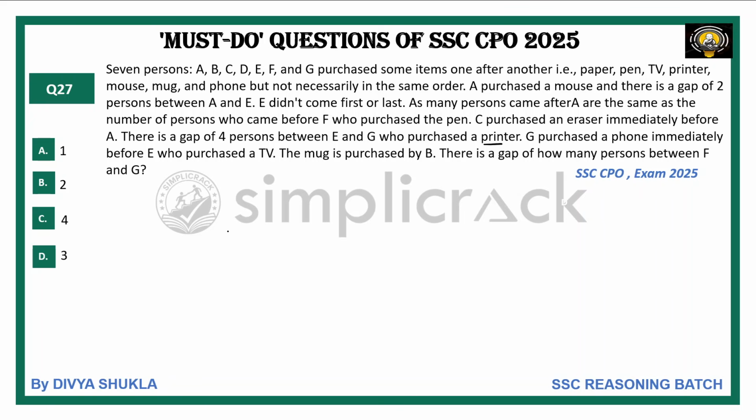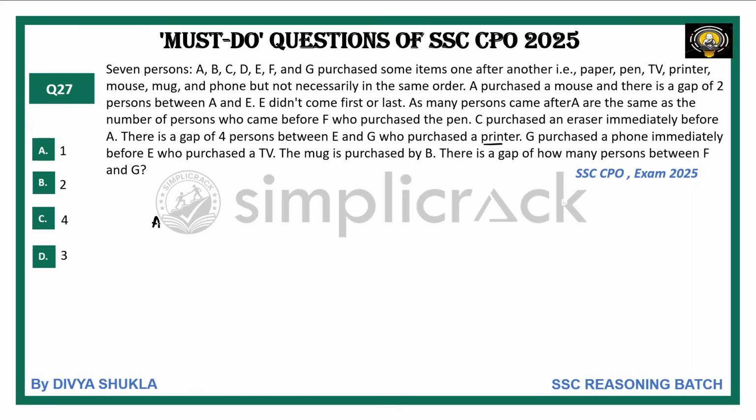Then they are purchasing some item one after the other. Now A is purchasing a mouse, and there is a gap of 2 persons in between A and E, and E does not come first or last. If there is a gap of 2 persons between A and E, I can say that either A could be before E or E could be before A.